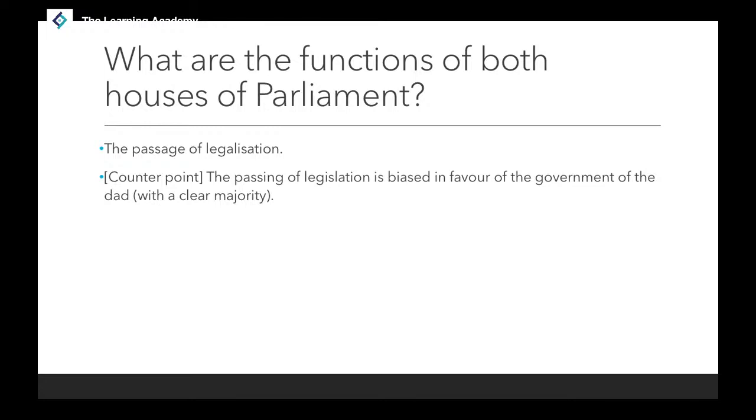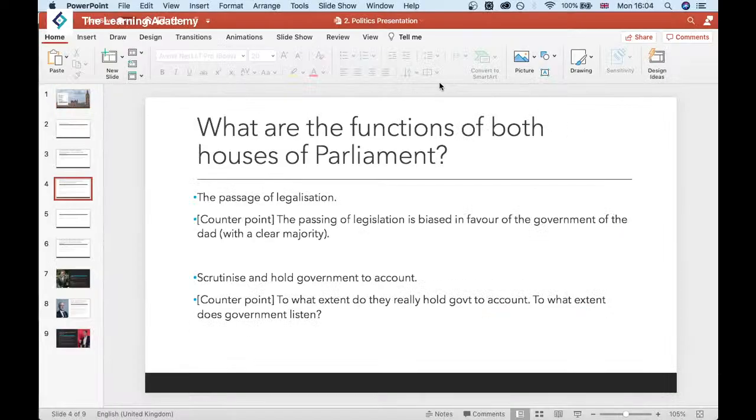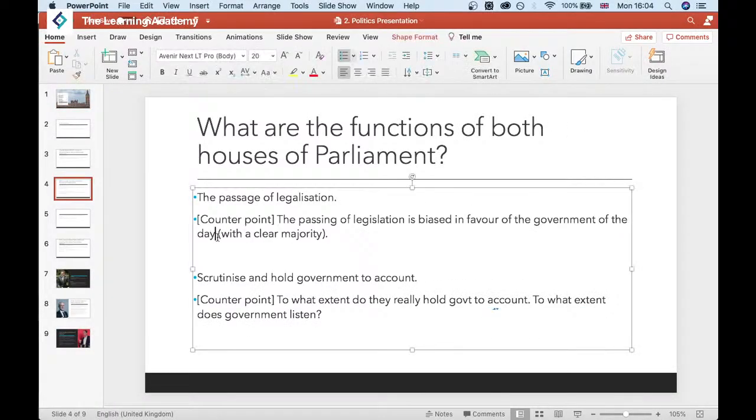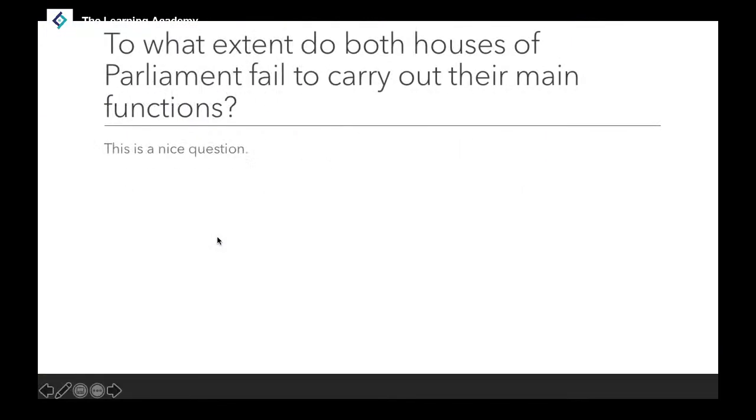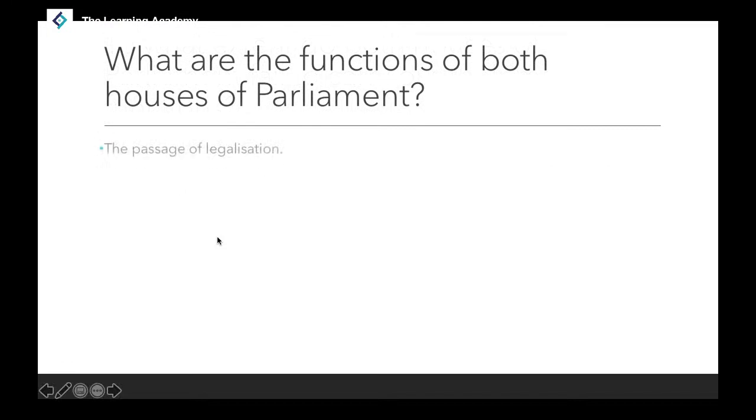It says there, government of the dad, I've just noticed. Let me just change that there. There we go. The government of the day. Right. Anyway, back to it.